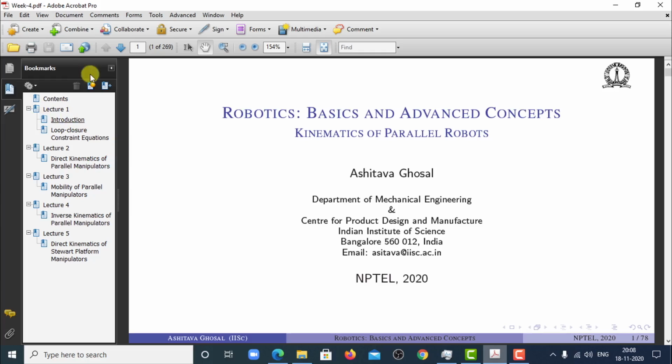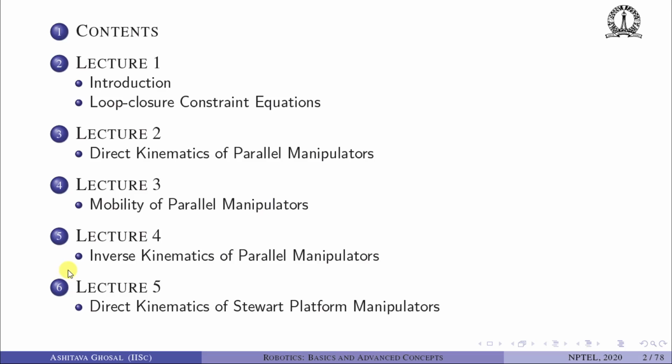lectures in this week are: first we will have some introduction to parallel robots, then we'll look at the loop closure constraint equations in this first lecture. In the second lecture, we'll look at direct kinematics of parallel manipulators. Third lecture, an important concept in parallel manipulators called mobility. Fourth lecture, we'll look at inverse kinematics of parallel robots. And last, we'll look at this very well-known problem of direct kinematics of Stewart platform manipulators. So as I had mentioned, there will be 5 lectures in this part of kinematics of parallel robots.